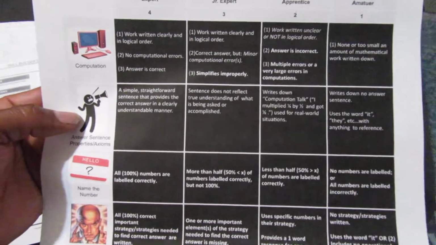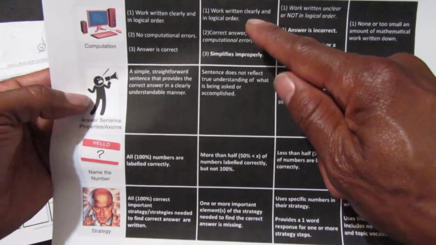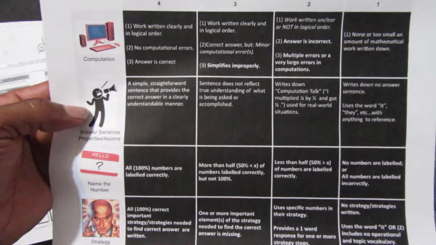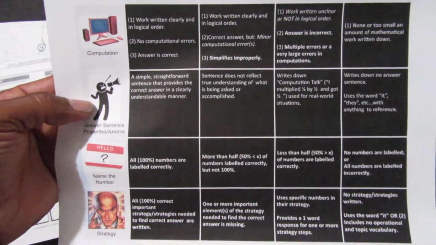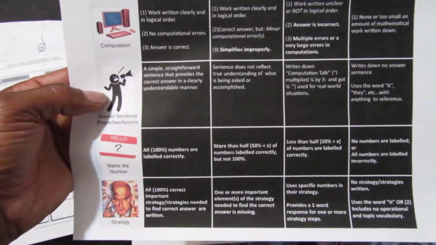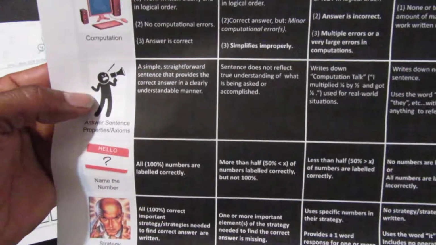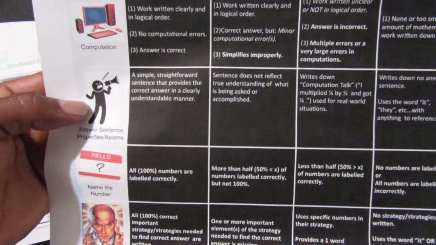Let's move over to where they would earn a junior expert. Junior expert would be 3 points out of 4. The work is written clearly and in logical order. Another one is they have a correct answer and everything's written in logical order, but there are some minor computational errors. But even in spite of those minor errors, they still get a score that they can work with.